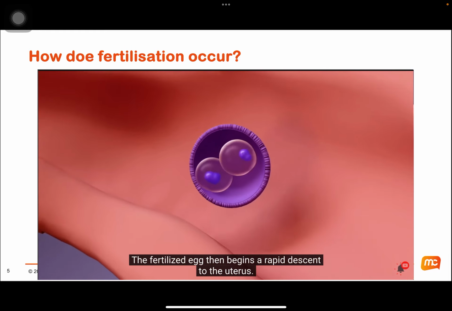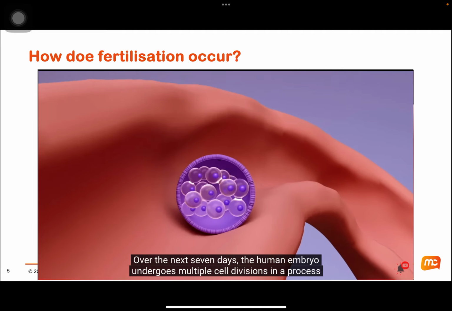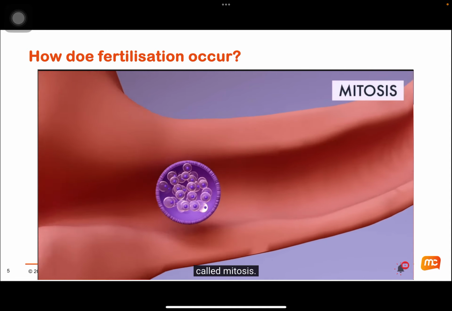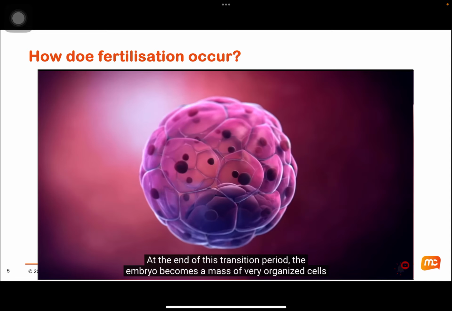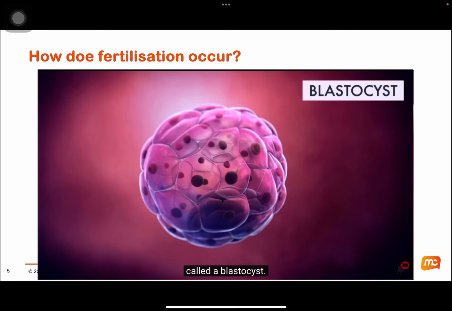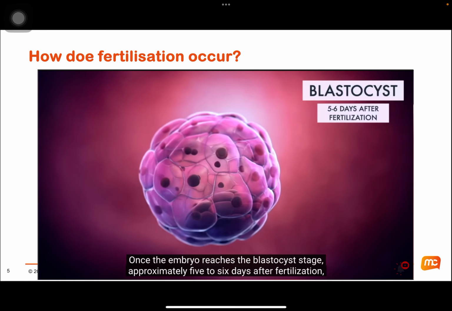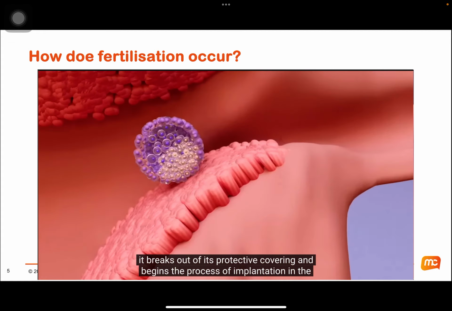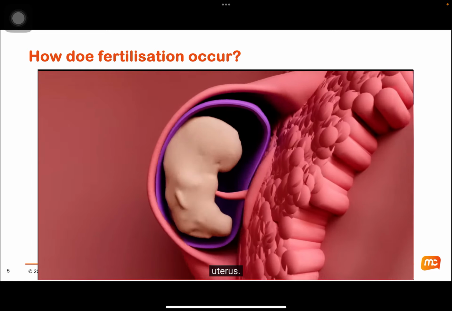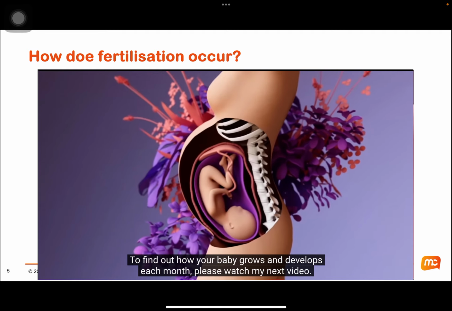The fertilized egg then begins a rapid descent to the uterus. Over the next 7 days, the human embryo undergoes multiple cell divisions in a process called mitosis. At the end of this transition period, the embryo becomes a mass of very organized cells, called a blastocyst. Once the embryo reaches the blastocyst stage, approximately 5 to 6 days after fertilization, it breaks out of its protective covering and begins the process of implantation in the uterus. To find out how your baby grows and develops each month, please watch my next video.